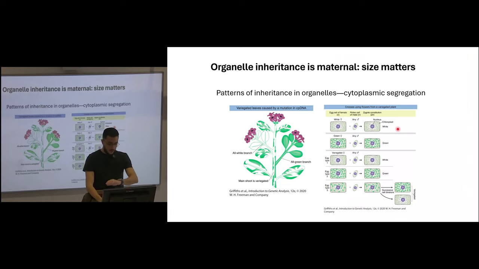One more mode of inheritance that we learned about is organelle inheritance. In this case, it's all maternal, okay? Because the egg is about 1 millimeter wide, and so it brings all the cytoplasm with it, while the sperm is very small, so it does not bring much cytoplasm. And so when the fusion happens and the zygote is produced, the cytoplasm is mostly maternal. And because it is mostly maternal, then all the mitochondria are from the mom, all the chloroplasts are from the mom, etc.